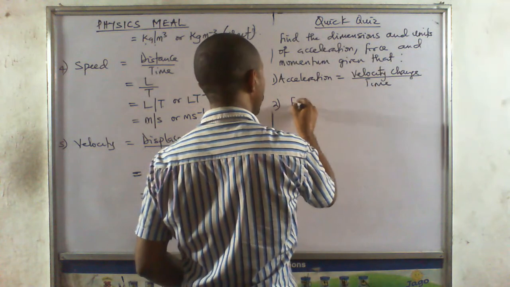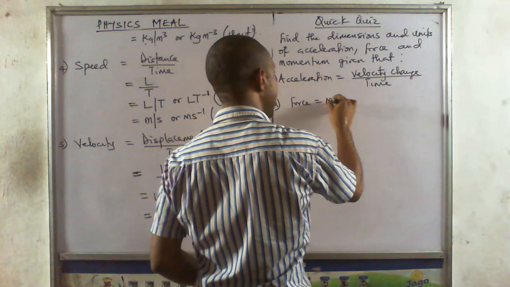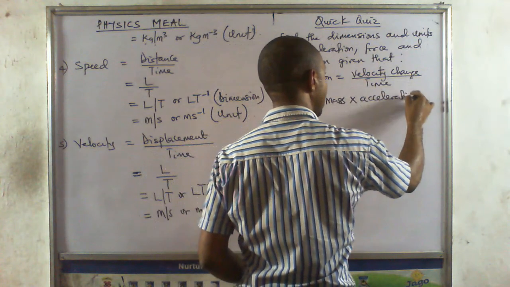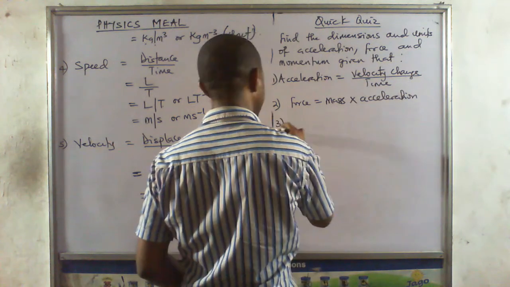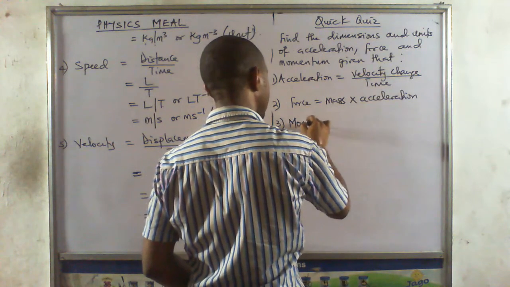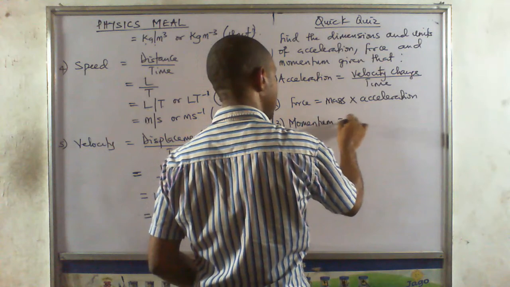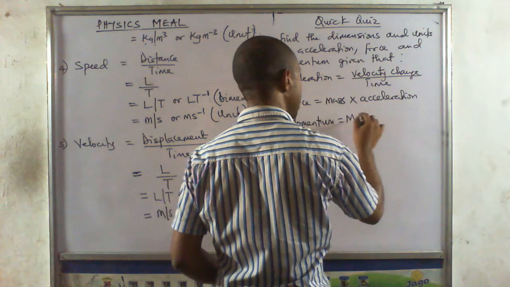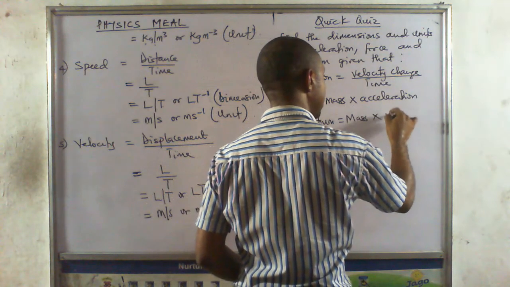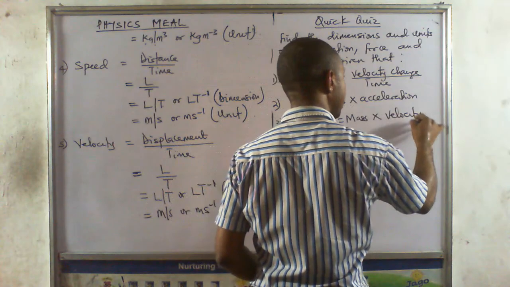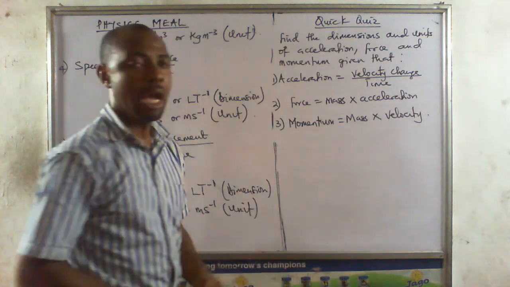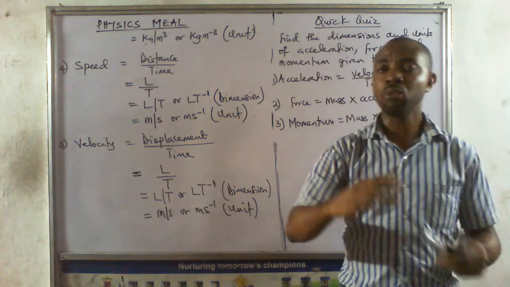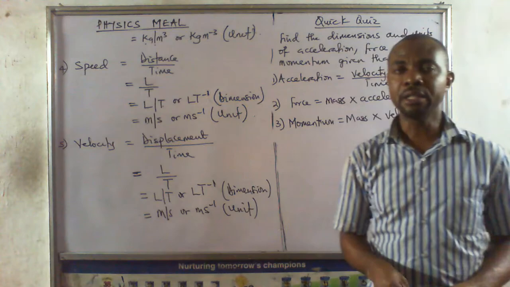Two, force is mass times acceleration, and three, momentum is mass times velocity. Okay, just these three, and when we come back, we're going to look at them, obtain their units, and then we look at some other derived quantities.